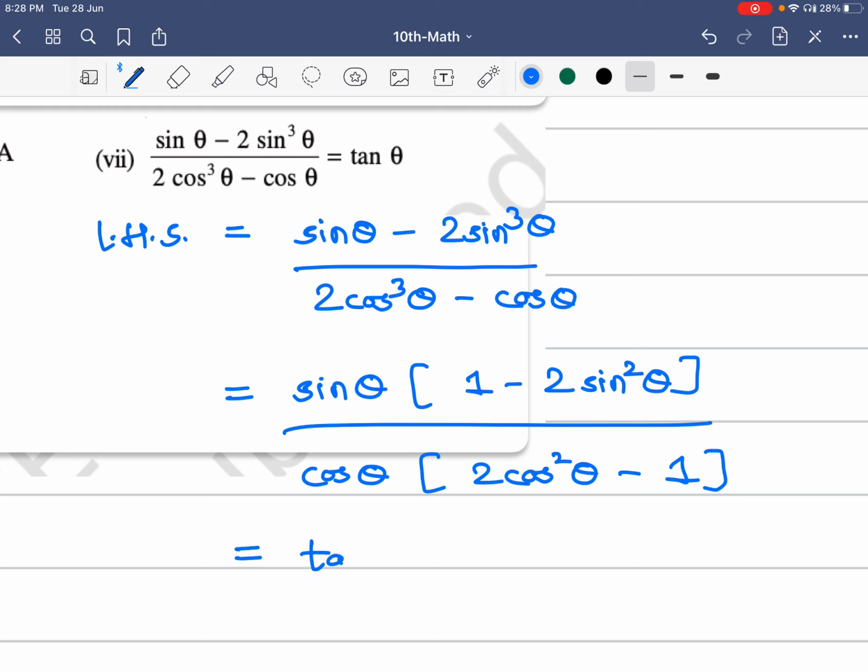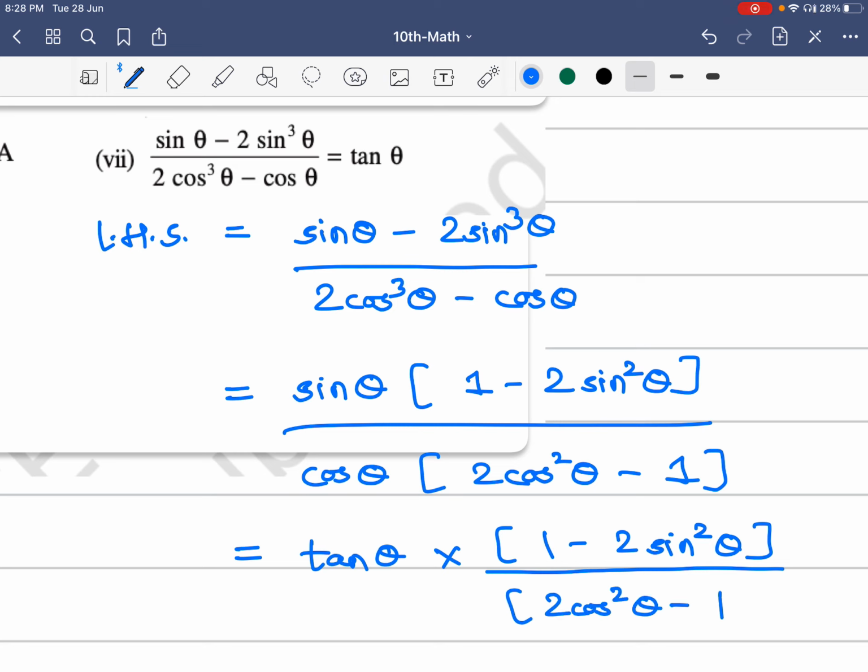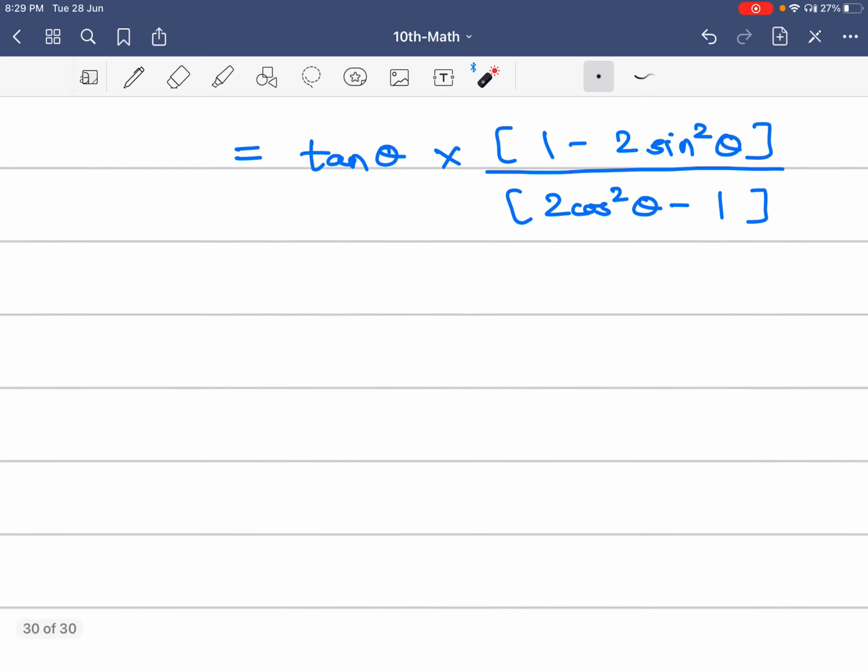So I'm going to first write here this is tan of theta, and into this bracket as it is, 1 minus 2 sin square theta, the whole divided by 2 cos square theta minus 1. Once again, just to emphasize the point, tan theta is already there on the right hand side, and I'm trying to simplify the left hand side, and I've already got tan of theta. So very clearly this whole expression should be equal to 1. Now let's see how that can be converted into 1.